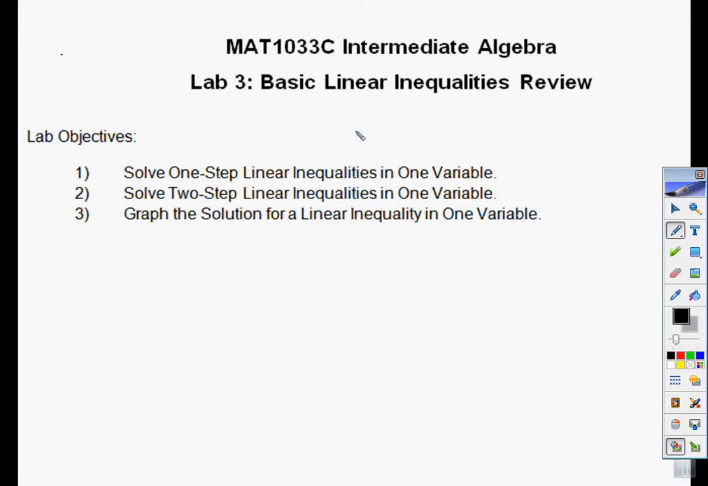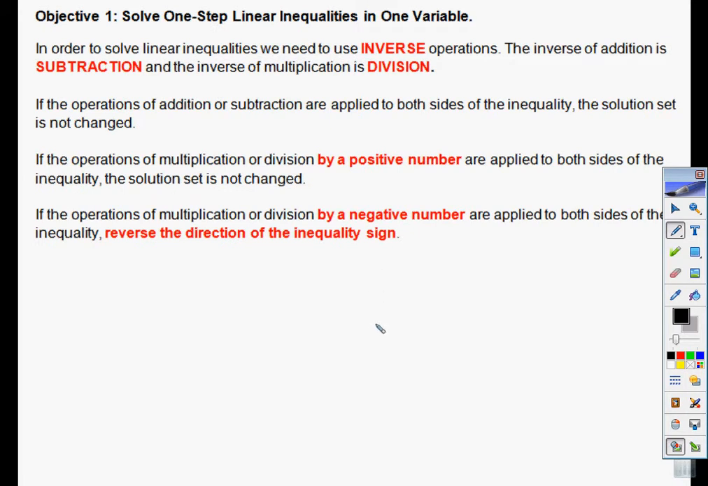Lab 3, Basic Linear Inequalities Review. We have 3 objectives. The first is to solve one-step linear inequalities. The second is to solve two-step linear inequalities. And the third objective is to graph the solution for a linear inequality in one variable. So let's go on to our first objective.